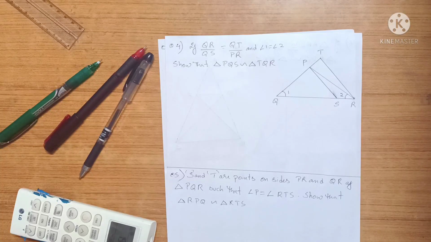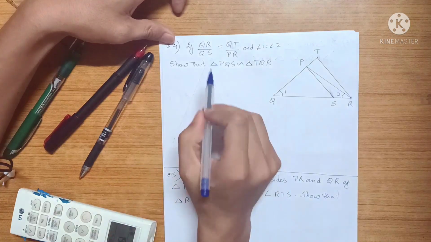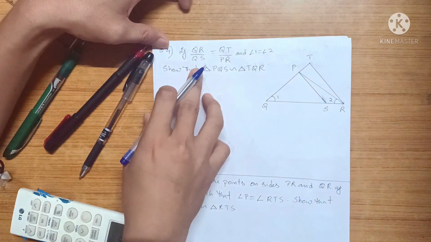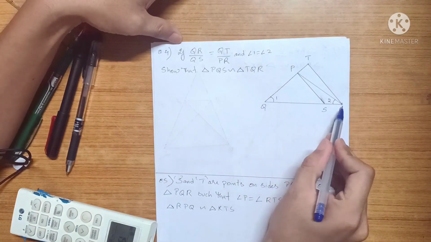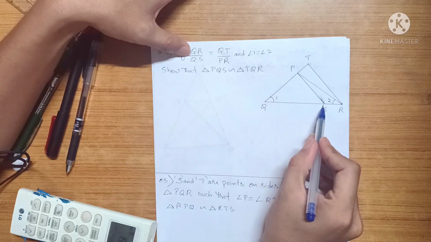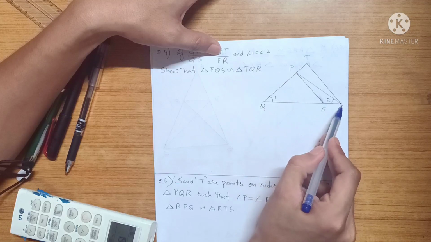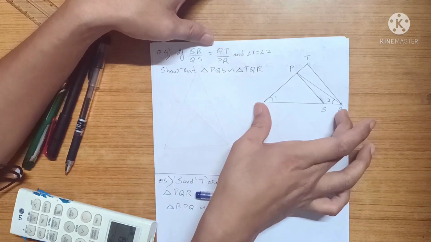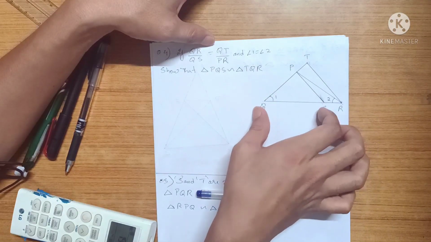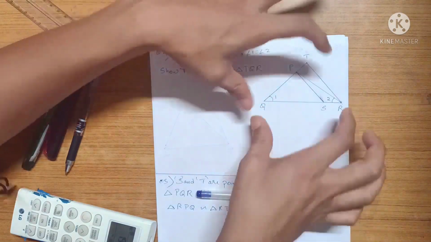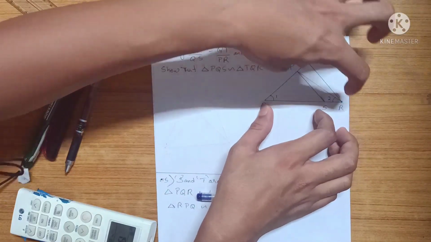Okay, let's do question number 4 of 6.3. Let's read the question first. If QR by QS equal to QT by PR, so QR, let's see where is QR. QR is here, by QS, QS is here, QT is here, PR is here. So it's like QR by QS, PT by QR. So if it was this by this and this by this, it would have been easy, but unfortunately it's like this, and this.